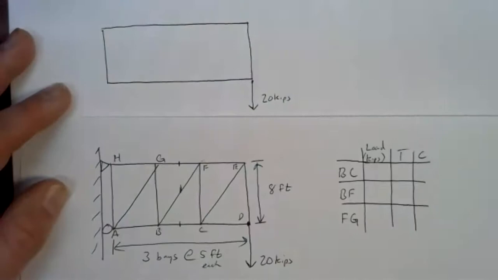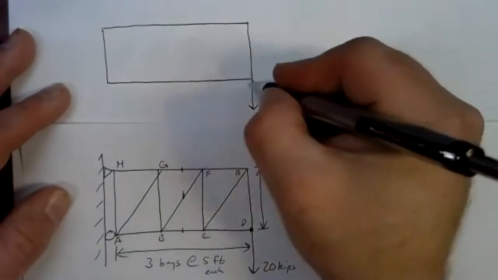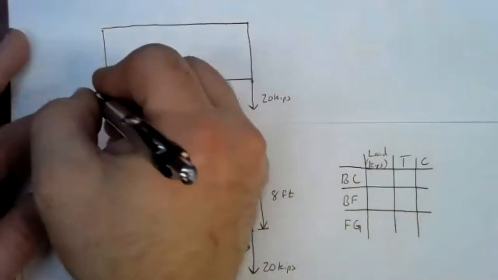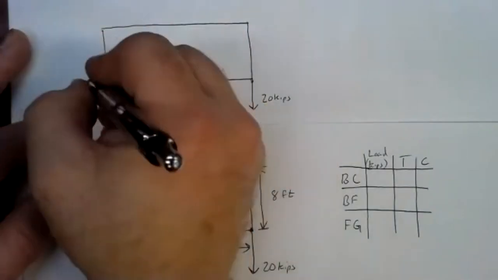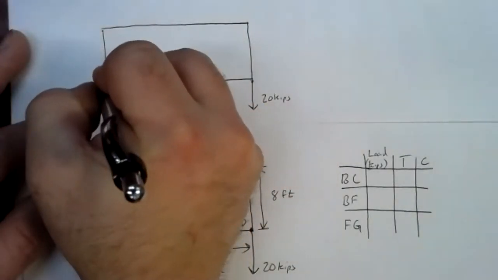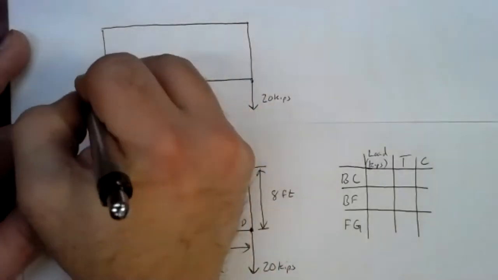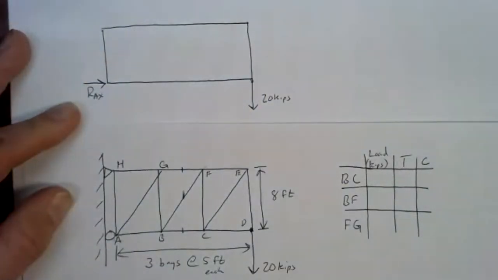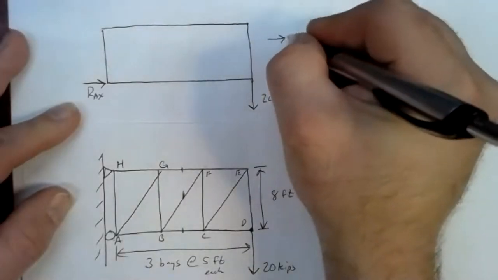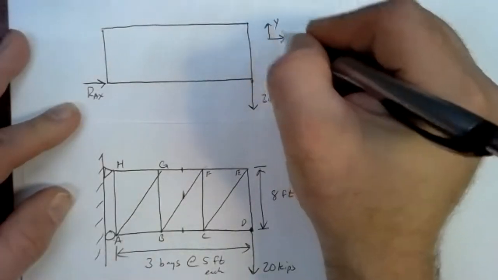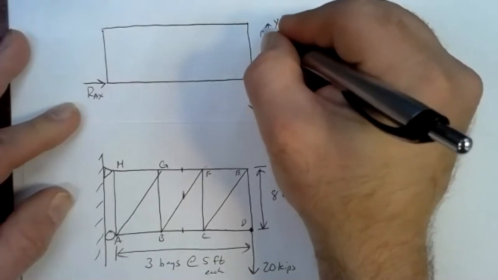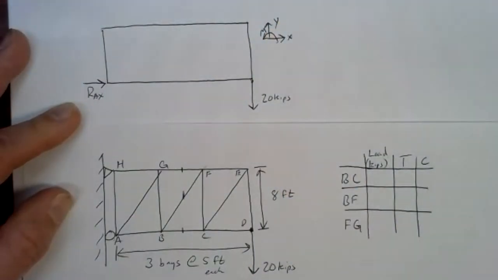So we have our 20 kip force applied at the lower right corner. At A, we've got a roller, and a roller support only exerts a force perpendicular to the surface that it's on. Since our roller sits on a vertical surface, it's going to have a horizontal reaction. So we'll call that RAX, keeping our traditional coordinate system of x positive to the right, y positive up, and counterclockwise moments positive.